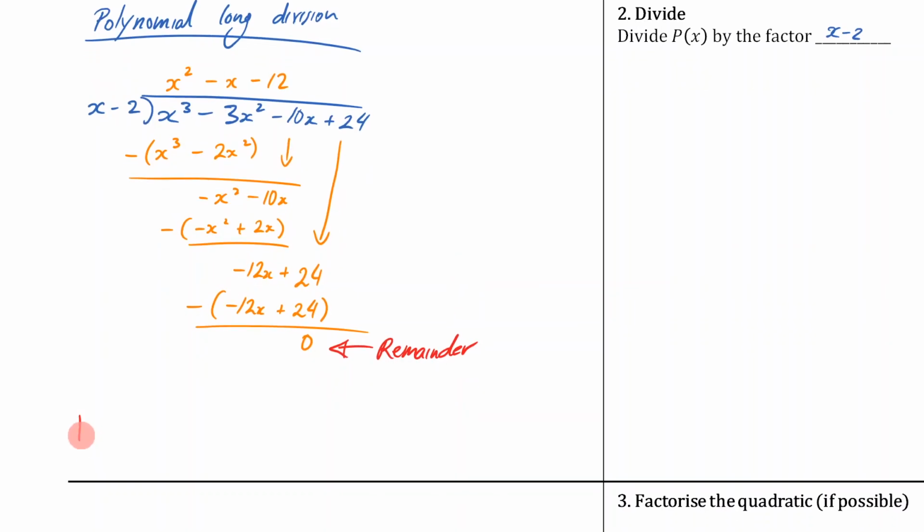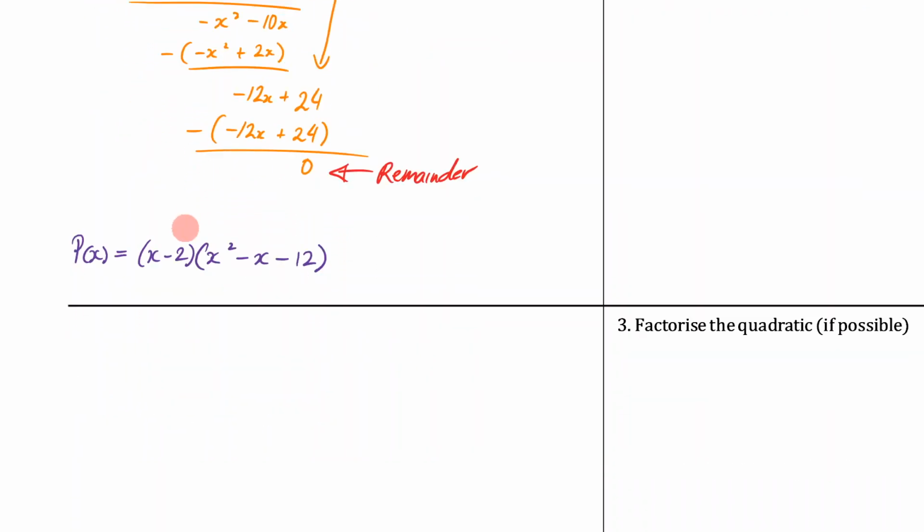Perfect. Now we can say the following. I might do this in a different color, let me do it in purple. I can say that p of x is equal to my divisor, x minus 2, multiplied by the quotient, x squared minus x minus 12. Now, just to repeat, this is my other factor. We have found our other factor by dividing our polynomial by the factor we first had. That's step 2, using polynomial long division.